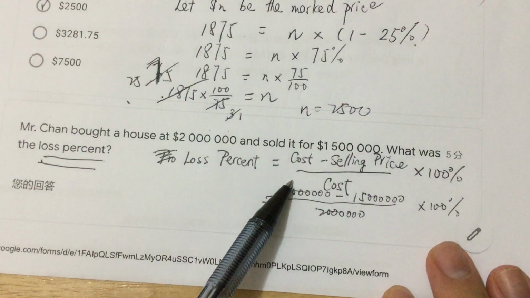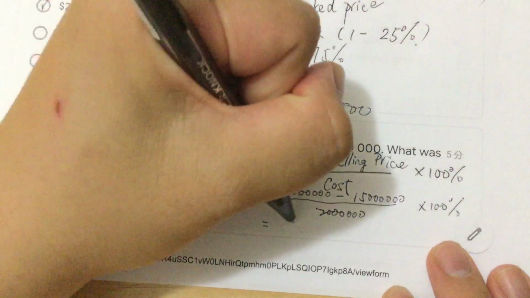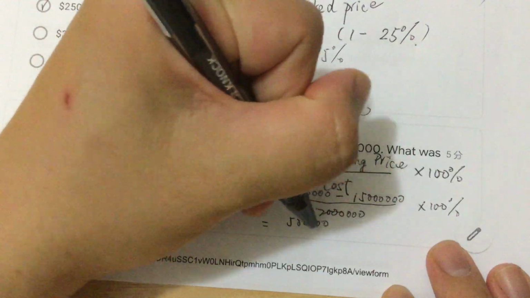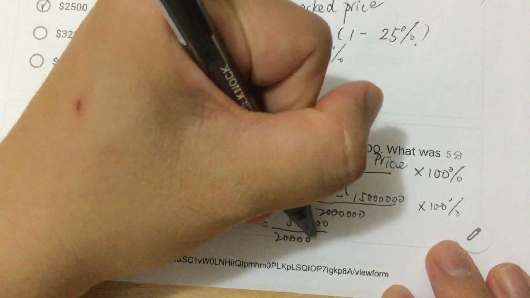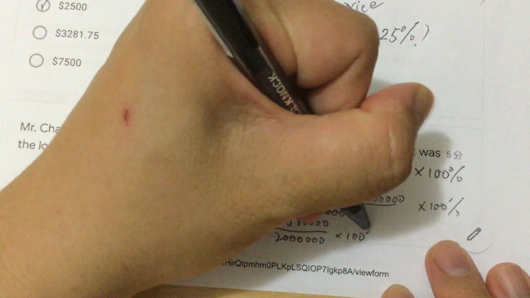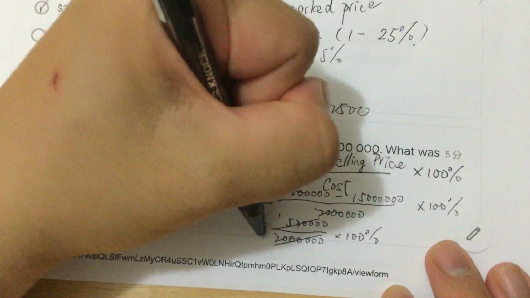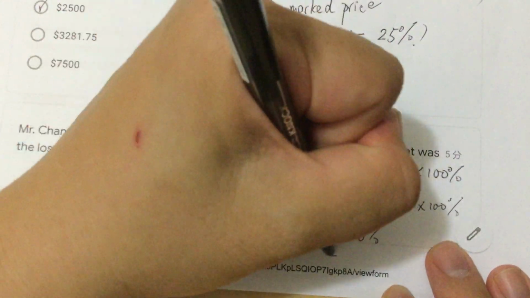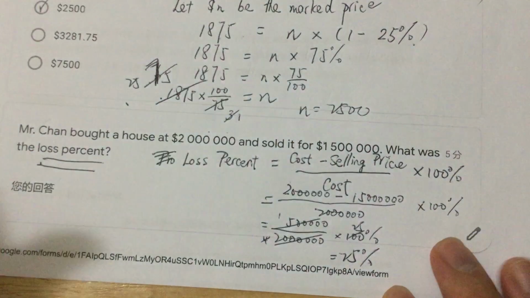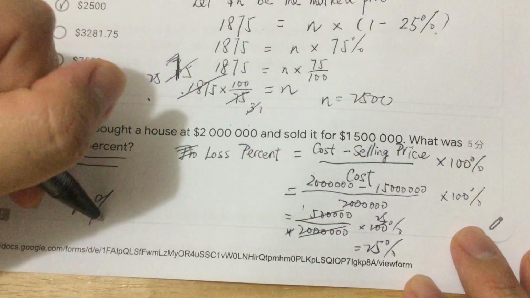So this is once again cost minus selling price. So you will have 500,000 over 2,000,000 times 100%. Obviously, this one and this one is 1 over 4. And this one, once again, is 25%. So the answer for this one is 25%.